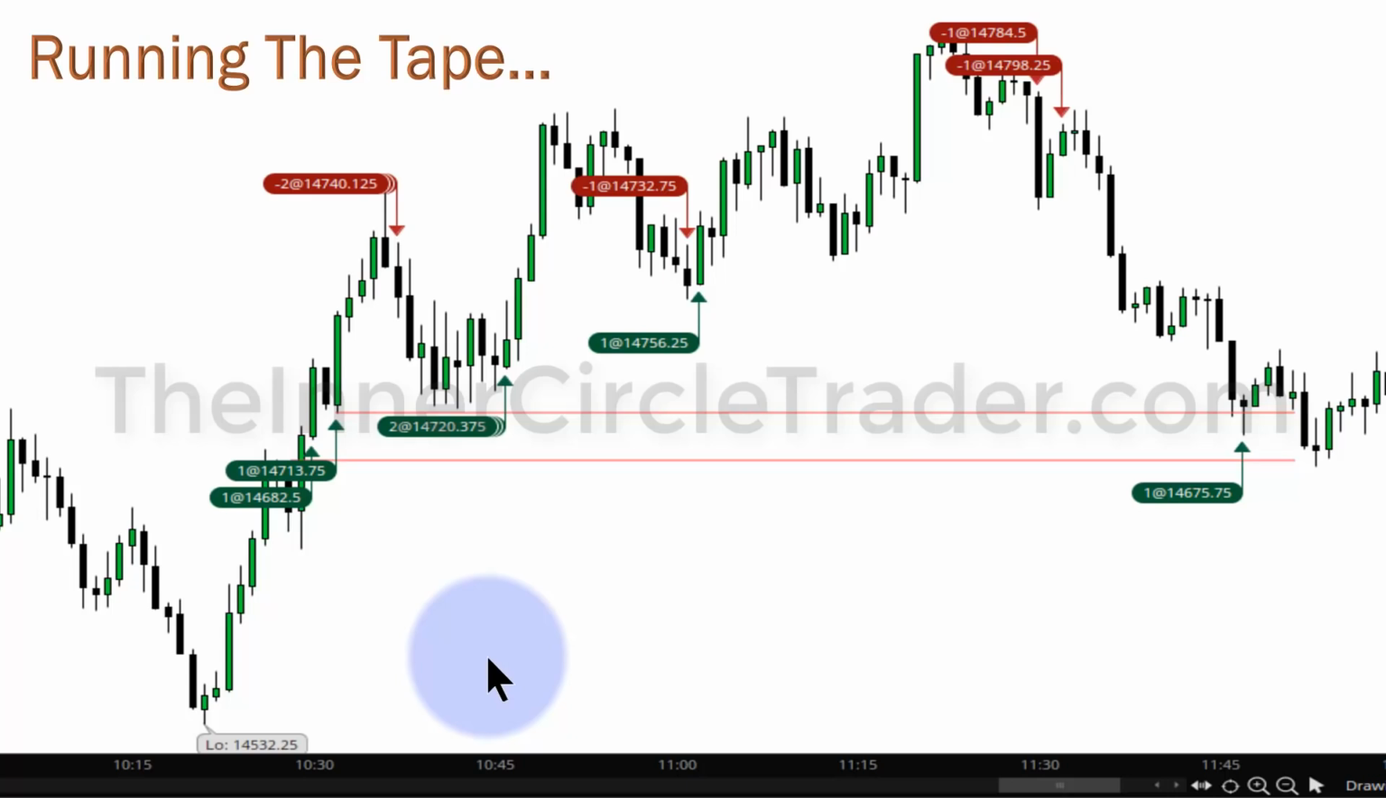The NASDAQ is $20 per handle. So it's slightly different, but it's faster. It moves a lot more handles, a lot more aggression.